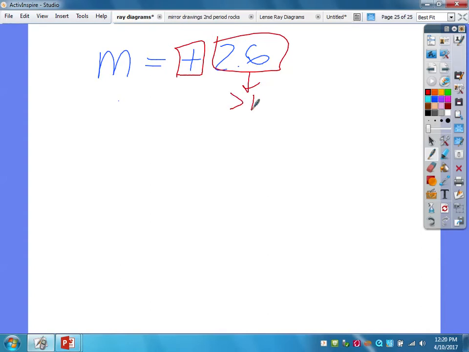2.6, that's greater than 1. That means this image has to be enlarged. Positive means the image has to be upright. So you're going to have an image that is upright and enlarged. That's all you can tell me based on the magnification. You cannot tell me whether it's real or virtual or where it is. You have no idea.